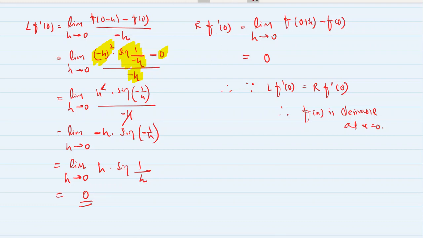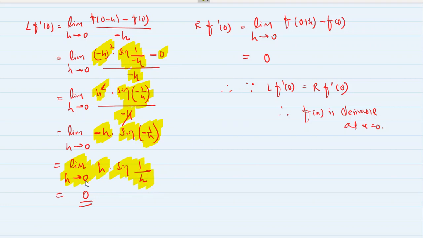Now, okay, here I forgot to put minus h. Now in the next step, minus h square becomes h square, sine of 1 upon minus h becomes sine of minus 1 by h upon minus h. Now this h gets cut with this h square, and we get minus h multiplied by sine of minus 1 by h. Now sine of minus theta is minus sine theta, right? So the minus sign comes outside, multiplies with this minus sign and becomes plus. So limit when h tends to 0 of h multiplied by sine of 1 by h.